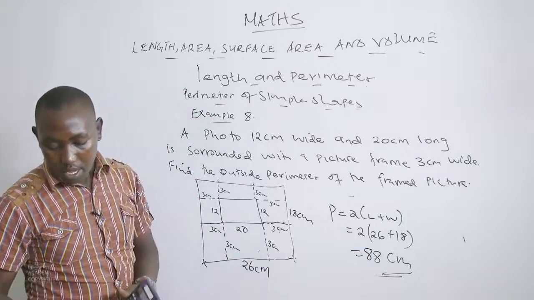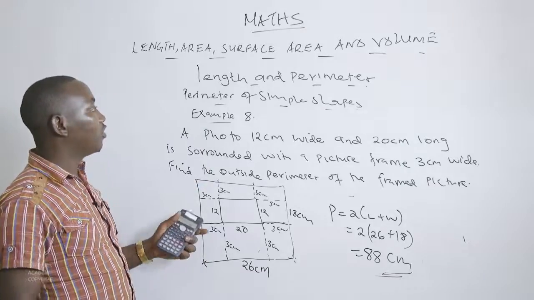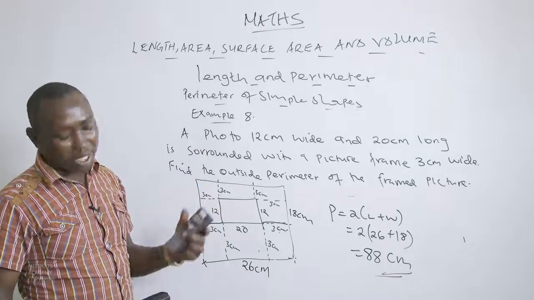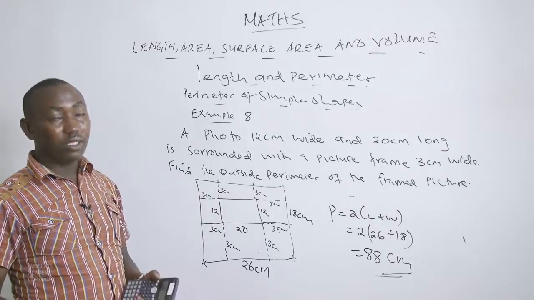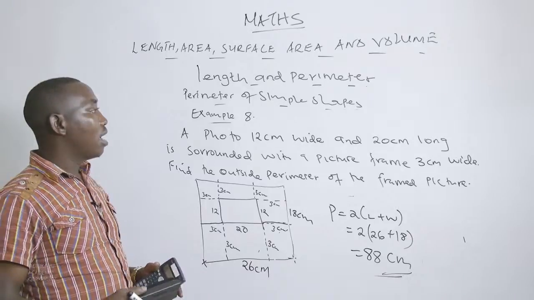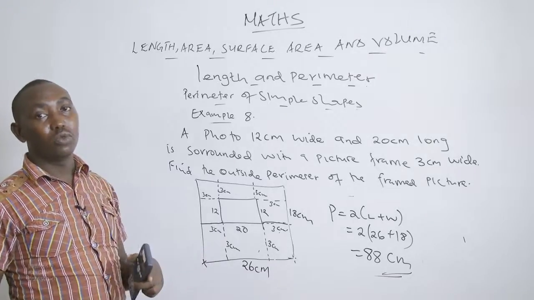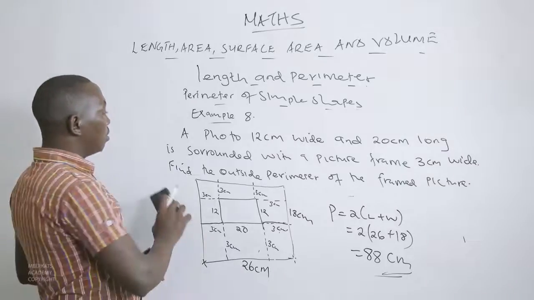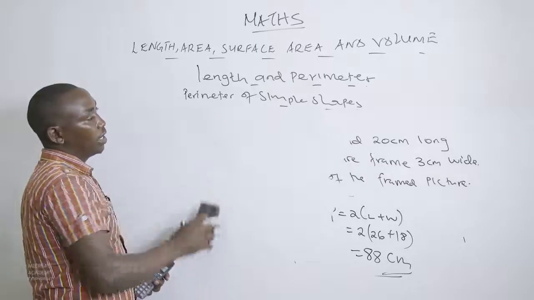So this brings us to the end of our discussion on how we can find the perimeter of different figures or different shapes, and also conversion from one unit to another.